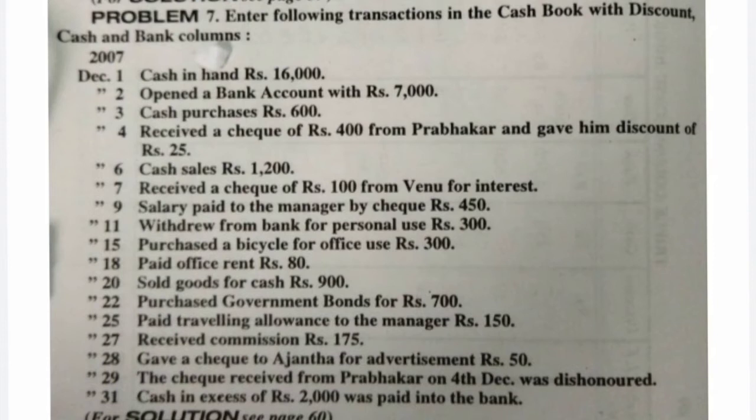Next one, cash purchases. So purchases account debit to cash account 600. So cash is on the credit side, you need to credit the purchases with rupees 600 in the cash column of the credit side of the cash book.